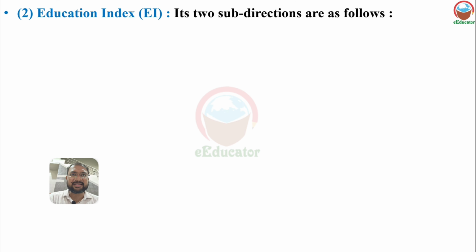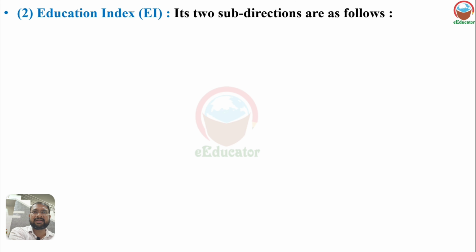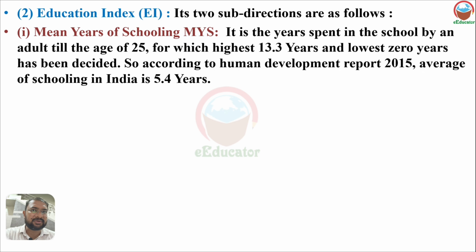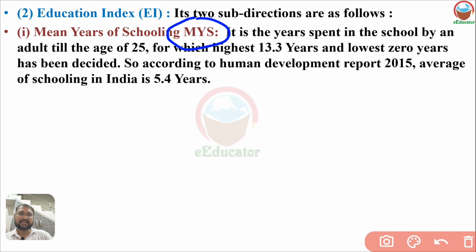Next, look at the second, which is the education index. How is the education index useful to calculate HDI? It has two sub-dimensions, as follows. One is the mean years of schooling, MYS, and the other is expected years of schooling, EYS. Okay, MYS and EYS here.